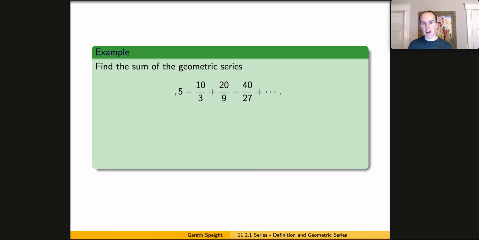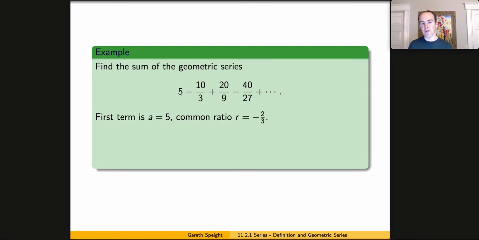So say we have 5 minus 10 over 3 plus 20 over 9 minus 40 over 27. And we're told it's geometric. How do we find the sum? Well, we have to figure out the first term a, the common ratio r, and then it's just going to be a over 1 minus r, provided that it converges. So provided r is strictly between minus 1 and 1.